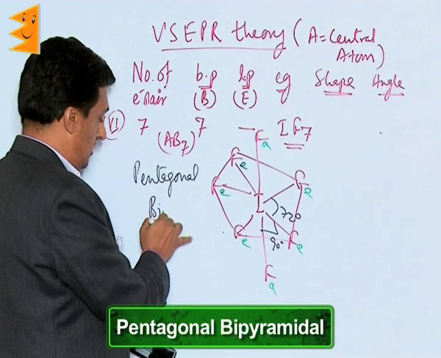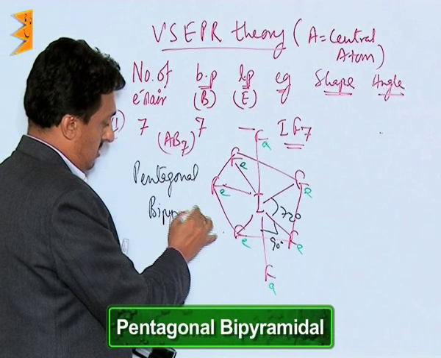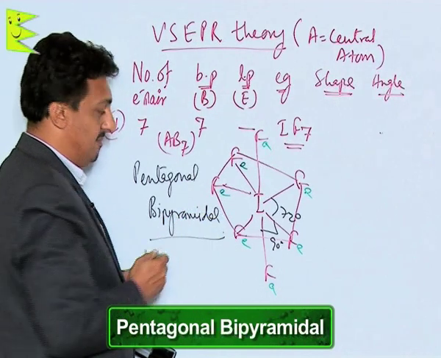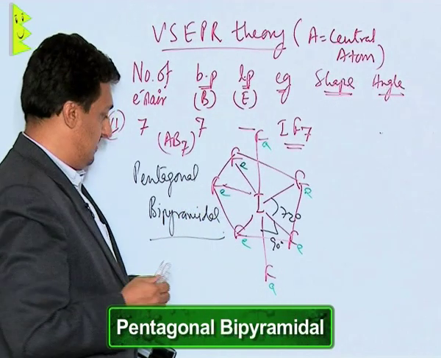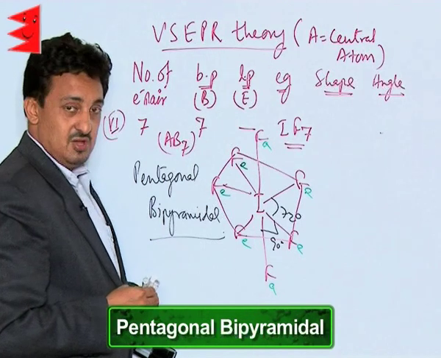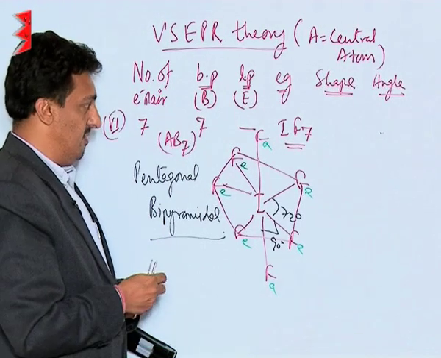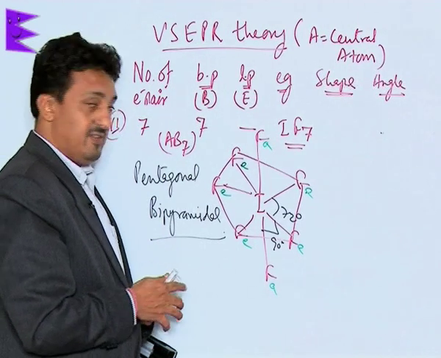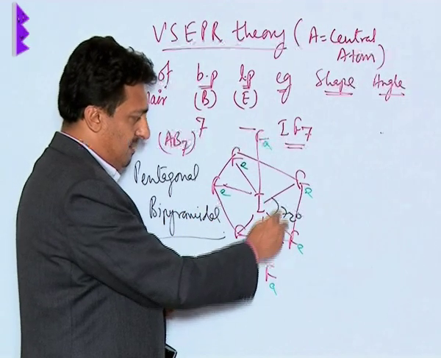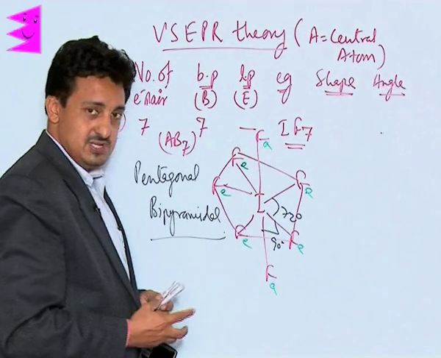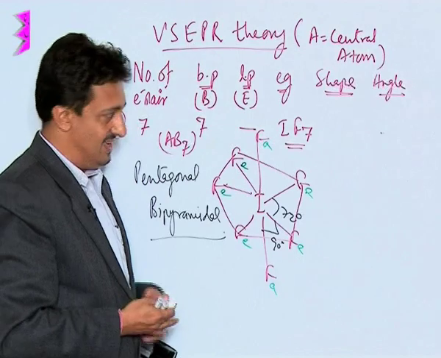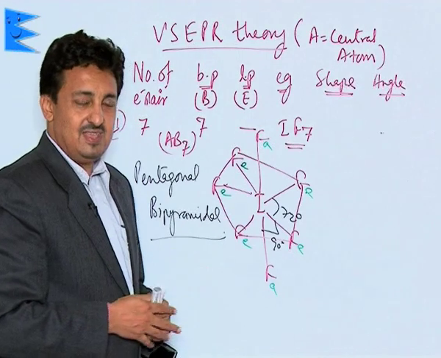pentagonal bipyramidal. This is the structure, shape, or geometry. Of course, here the bond pairs will have strong repulsions. The molecule is not very stable, but still this molecule exists in the gaseous state.